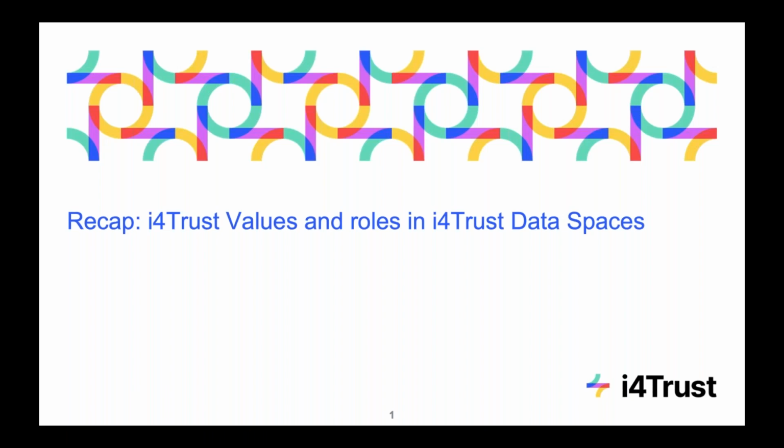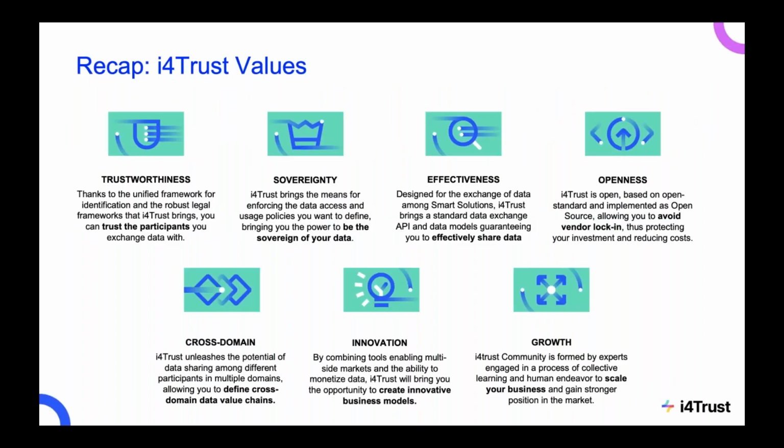So first, recap on the i4Trust values and the roles in the i4Trust data spaces. Just presenting here again the i4Trust values, beginning with the trustworthiness. What does it mean? Due to the identification framework provided in i4Trust, this ensures trust among all the different participants. There is this block sovereignty, which means that i4Trust brings all the components to enforce data access and usage policies, and which empowers you as data owners or providers to be the sovereign of their data.